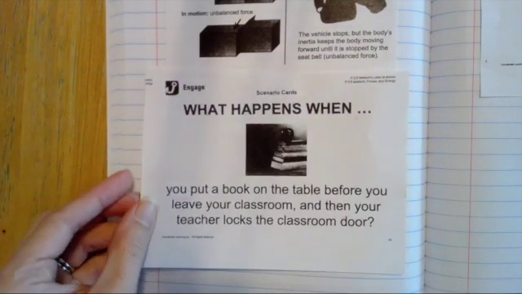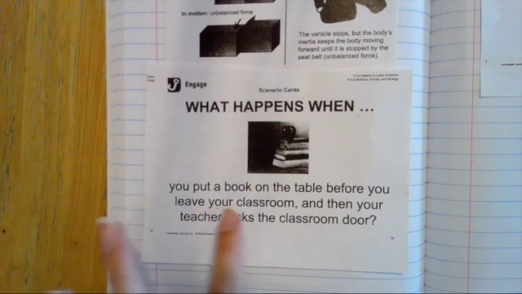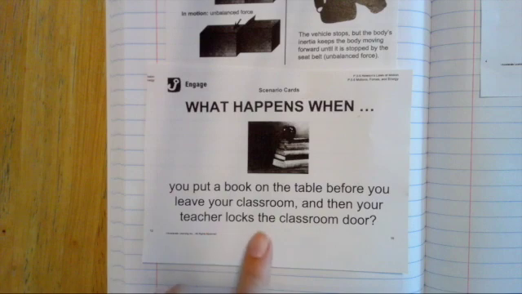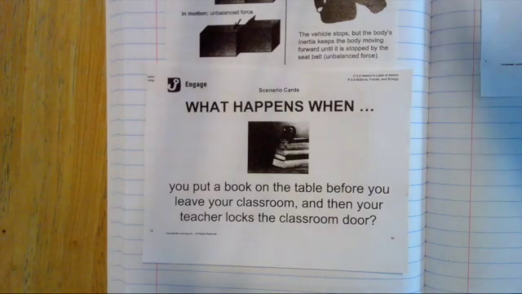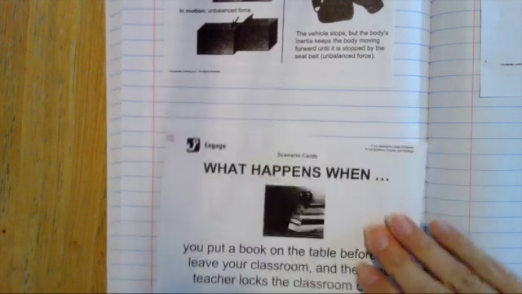So the law of inertia, you should have found 5 scenarios. It doesn't have to be the first one you glued down, but one of them was when you put a book on the table before you leave your classroom and then your teacher locks the classroom door. That book, that object, is going to stay at rest while you're gone because no unbalanced force is acting on it. So that scenario needs to be glued down on one of your inertia pages. I'm going to glue it down here onto page 58.